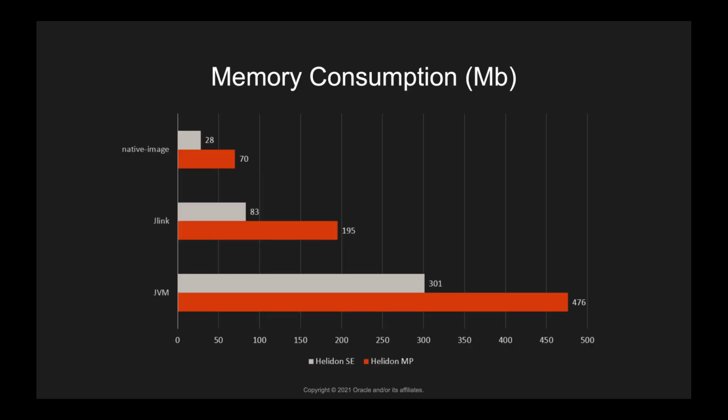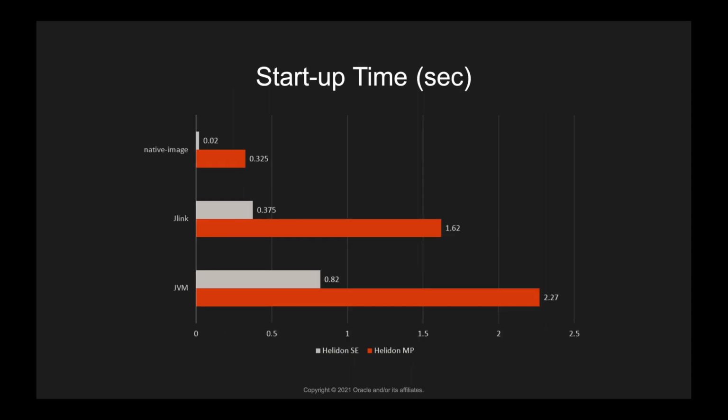As a result, if you see the results of our measurements, we have not only JVM and native image measurements, but also JLink measurements, which means we support building our own custom runtime. As you can see, the memory consumption is really low, from 28 megabytes in native image to around 300 megabytes for the JVM. The same is true of startup times: unbeatable fractions of a second for a native image, and the JVM is also less than a second.